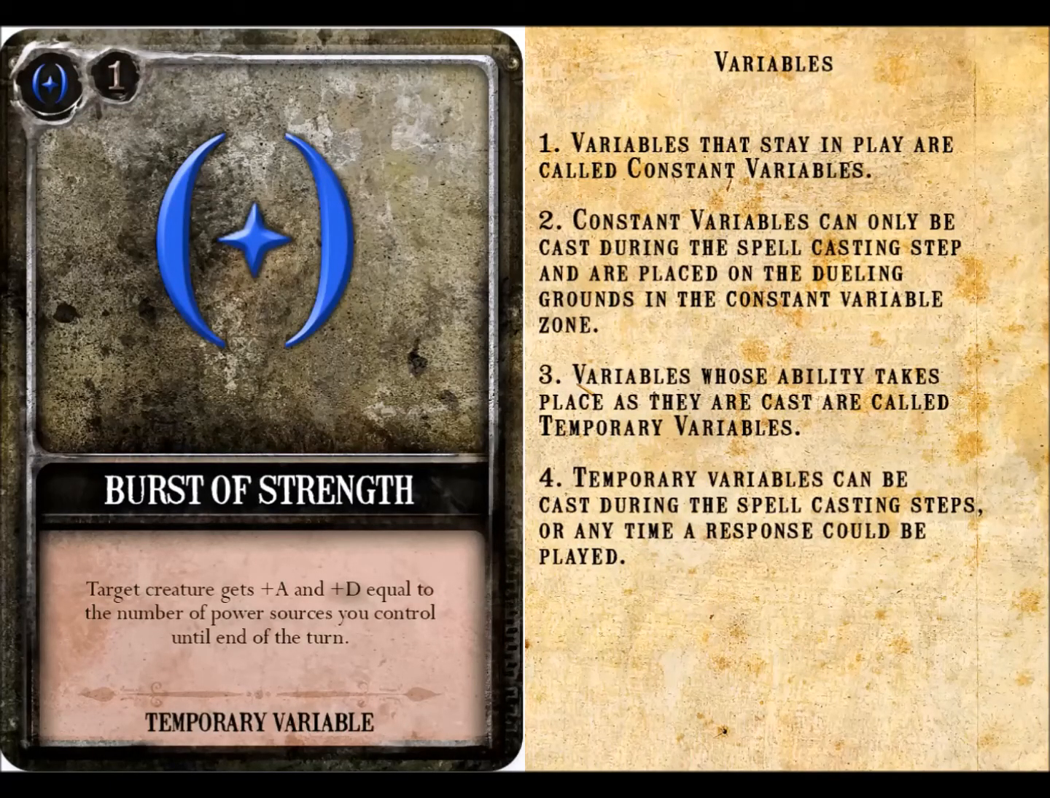Now there's a couple of different types. Variables that stay in play are called constant variables, and constant variables can only be cast during the spell casting steps. They're placed on the dueling grounds in the constant variable zone. Variables whose ability takes place as they are cast are called temporary variables. And the cool thing about temporary variables is they can be cast during either of the spell casting steps or any time a response could be played. So they pretty much can be played any time as well.